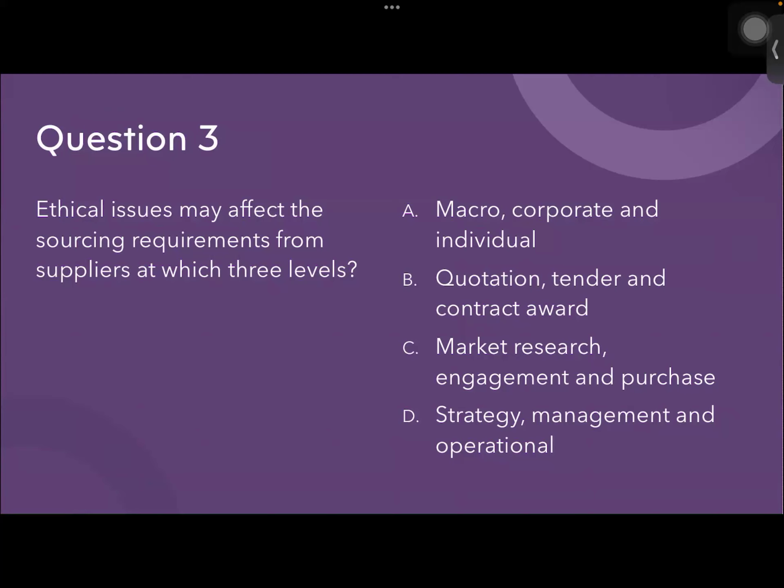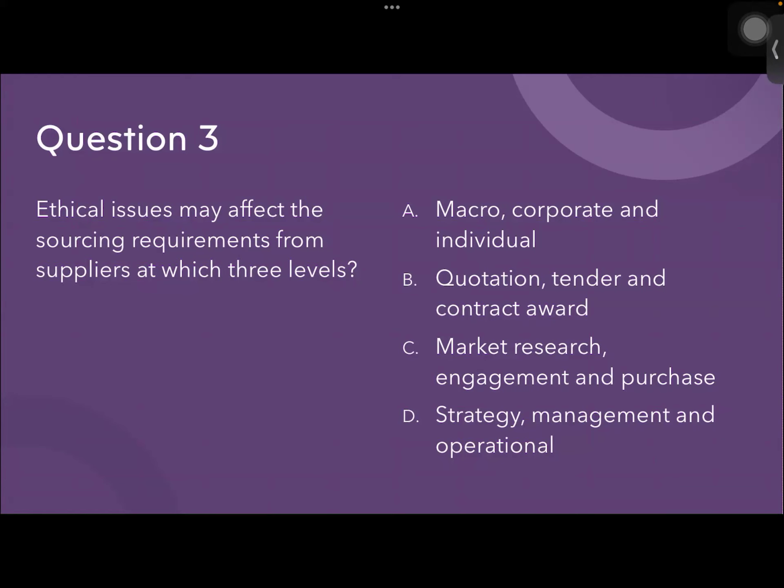Okay, let me review the answer. Jessica, remember to close question 3. Thank you. So this question specifically asks: ethical issues may affect sourcing requirements from suppliers at which three levels?